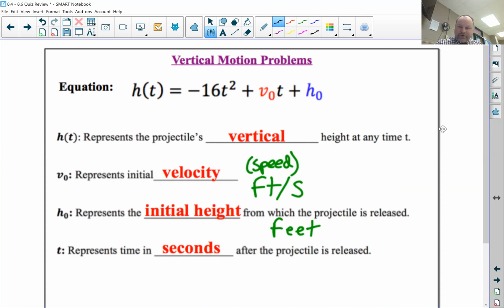That also led us to our vertical motion problems, where the equation h of t is equal to negative 16t squared plus v sub 0 times t plus h sub 0, where h of t represents the vertical height at any time t. V sub 0 is the initial velocity or speed, in this case in feet per second. H sub 0 is initial height in feet, and t is time in seconds.